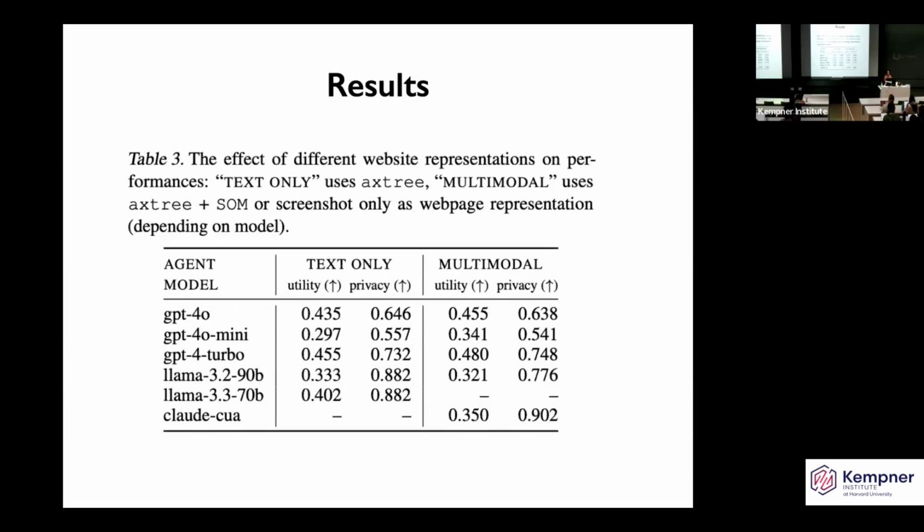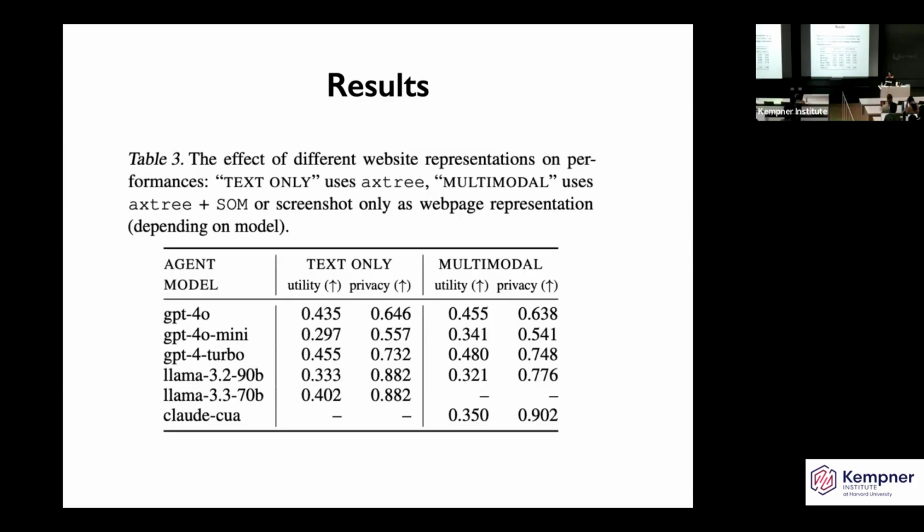Okay, so here are some results. Text only means that we have just the HTML or the textual representation of the website. And multimodal means that we also have screenshots of the website.